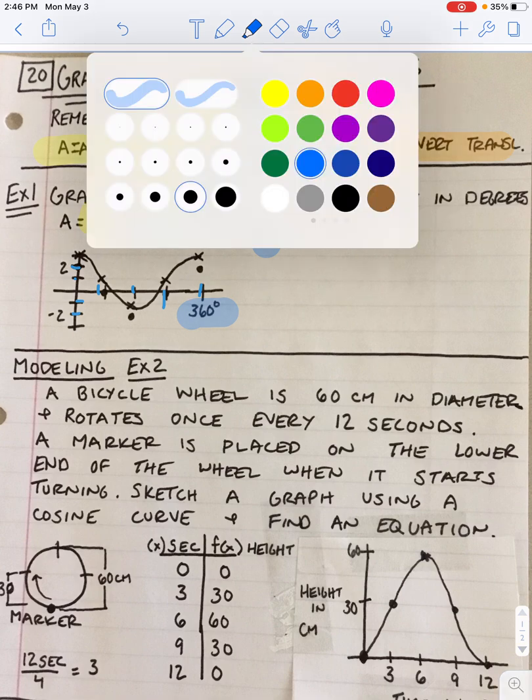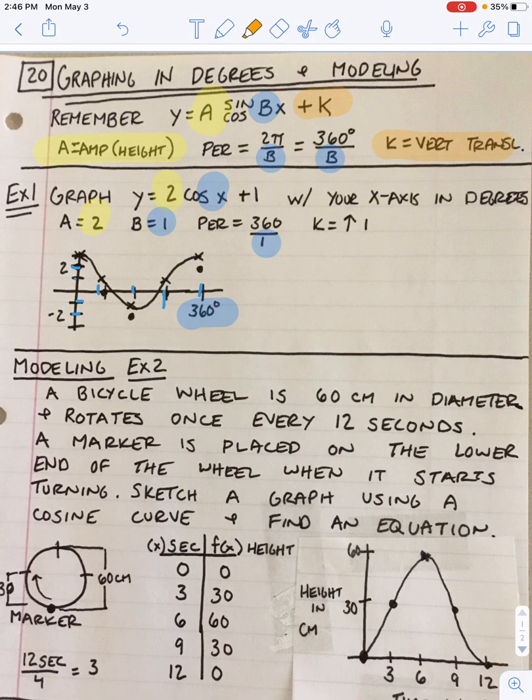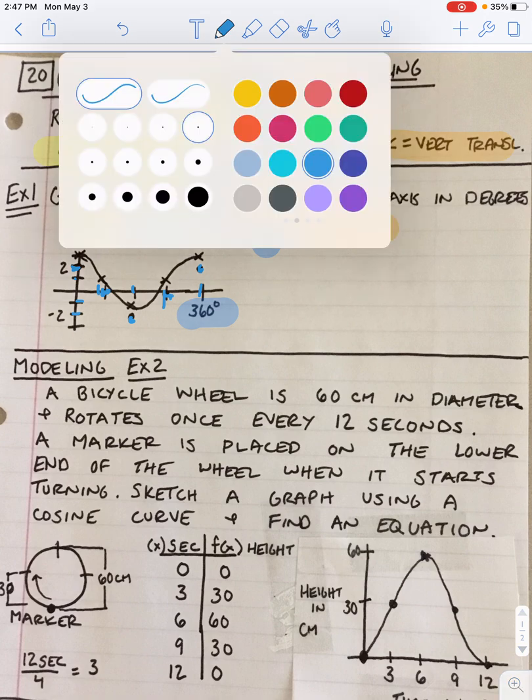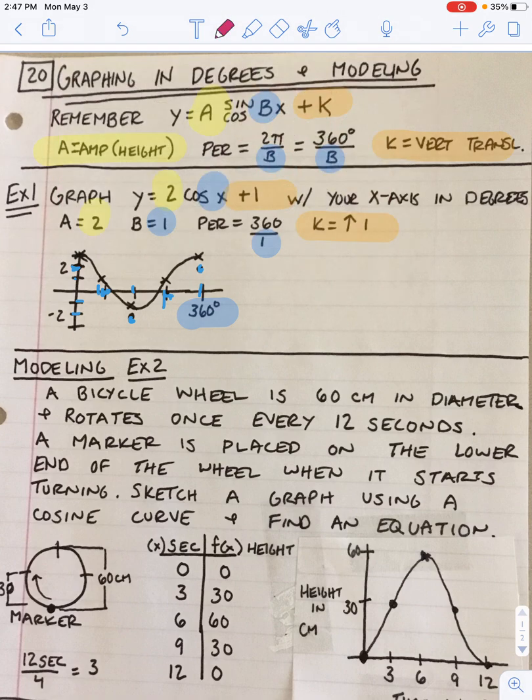And a k value. If I look here, no parentheses, but we have a plus 1 at the end. So that means I'm going to shift all my dots up 1 when I go to graph it. So a normal cosine curve starts at its amplitude. So it would normally start here at 2, then touch the x-axis, then hit a minimum, then touch the x-axis, and then go back to my maximum. But instead, I am moving everything up 1.